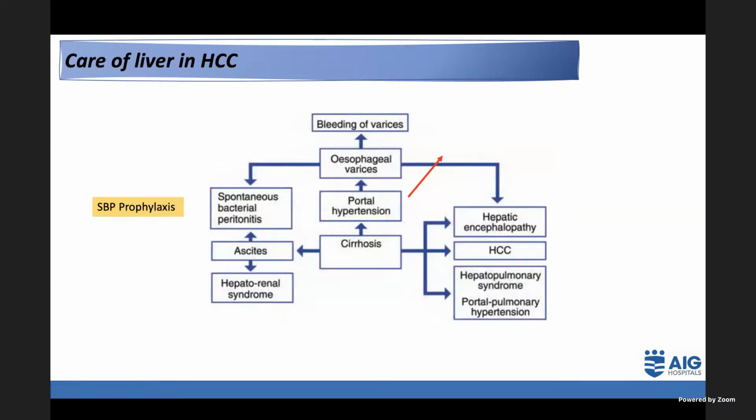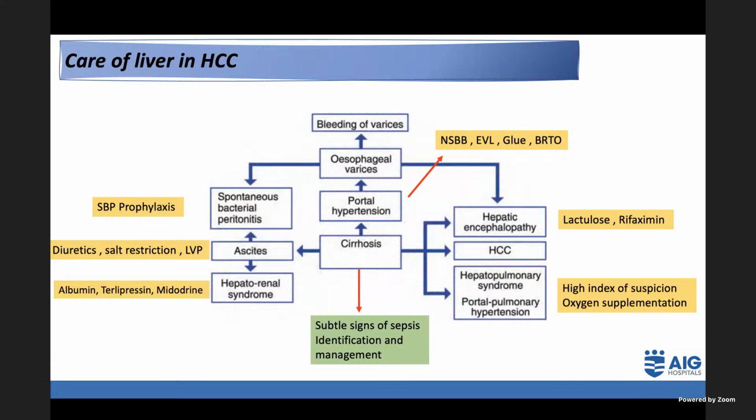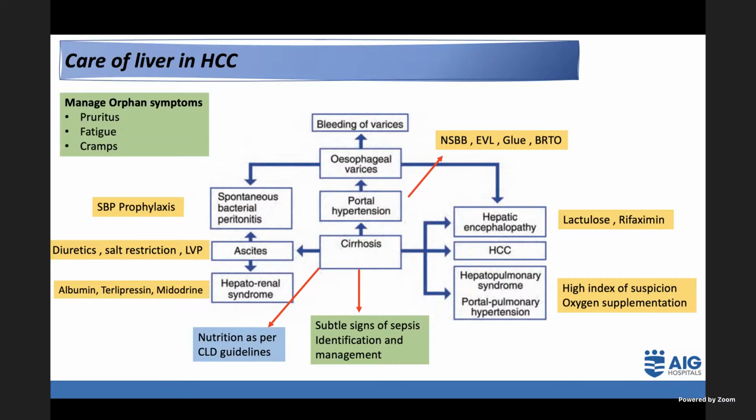So finally, please remember, when we are treating these patients, don't forget the liver, don't forget to treat the SBP, don't forget the diuretics. We should always not forget the endoscopy to rule out varices, because these patients should not die of a bleed. Also, many of these patients are sick and they may develop encephalopathy because of sarcopenia, which needs to be taken care of. We need to also identify subtle signs of sepsis and manage them. Also, nutrition is very important in management of these patients.